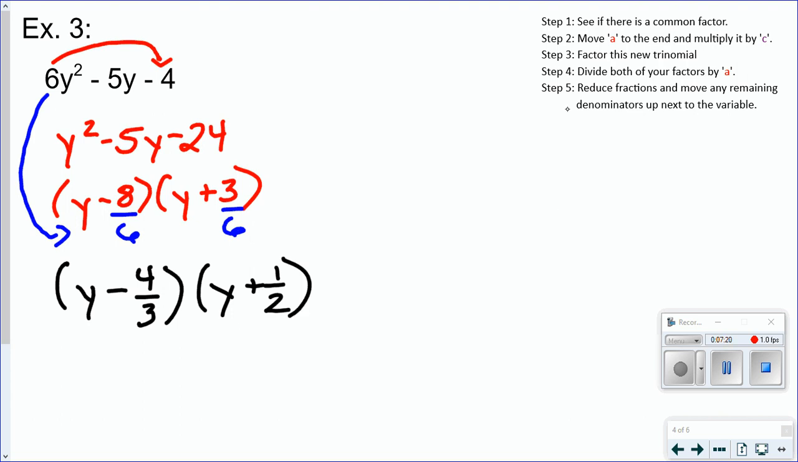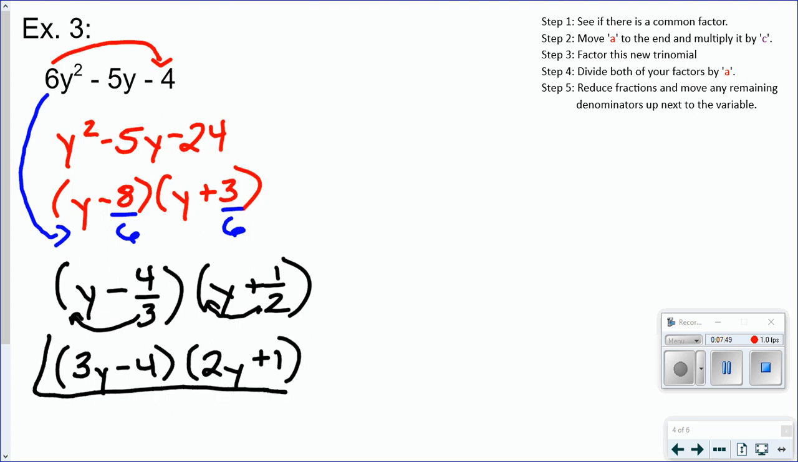And again, the last step says reduce fractions and move any remaining denominators up next to the variable. So we have denominators here. We want to move those up next to the variables. So the 3 comes up next to the y. So I have 3y minus 4. The 2 comes up next to the y here. So I have 2y plus 1. And that is your final answer. Again, if you want to check it, you can FOIL it.